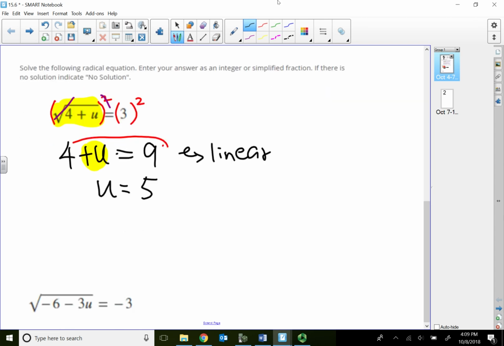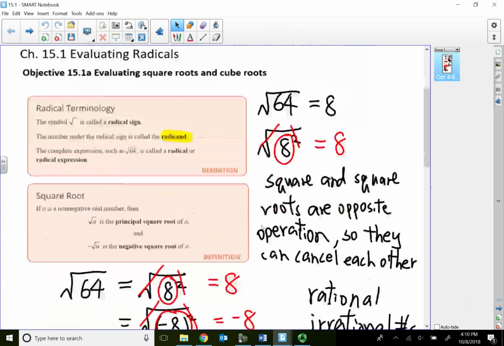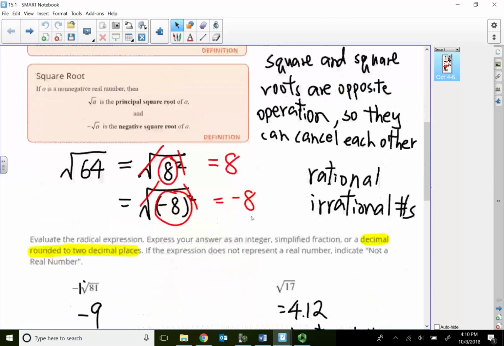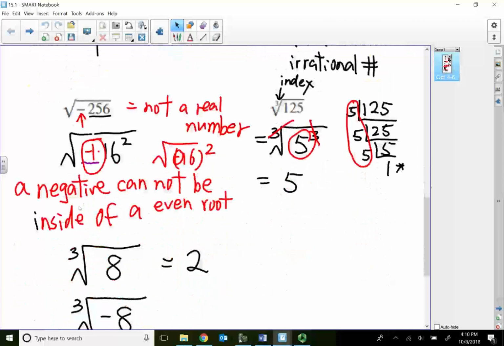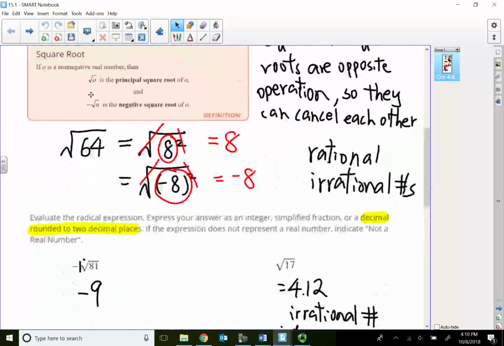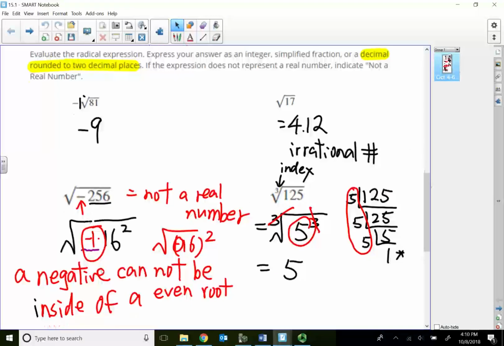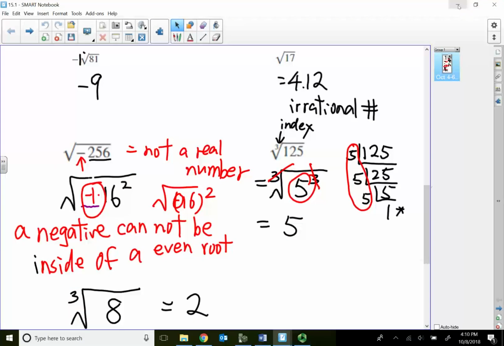Back in module 15.1, we mentioned that you can never have a negative inside the square root. Normally when I take a square root, my answer is going to be positive. Other than the idea of the principal square root property, most of the time an even root has got to always be positive.